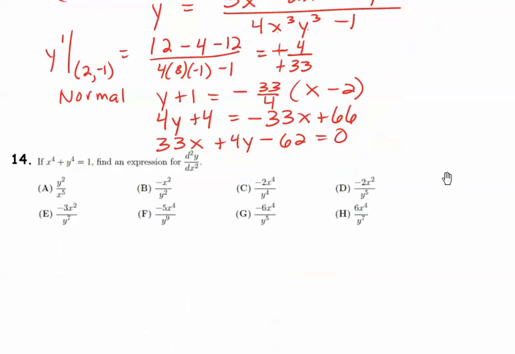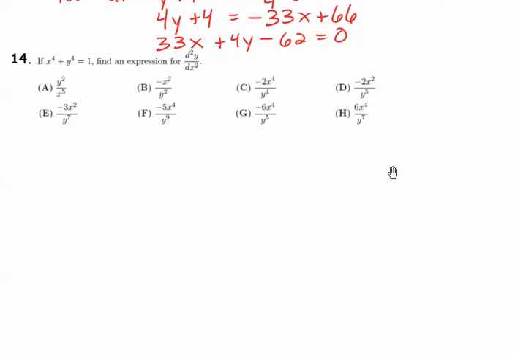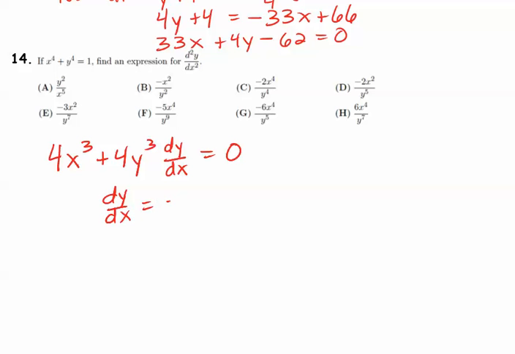All right. In 14, we are looking for a second derivative. So let's do implicit differentiation with respect to x. So we have to remember to do a dy dx or a y prime as our chain rule. And we can solve for dy dx. Be a -4x to the third over 4y to the third. So those 4's can be gone.